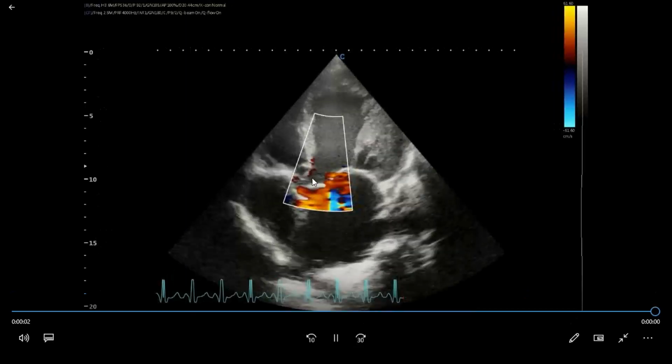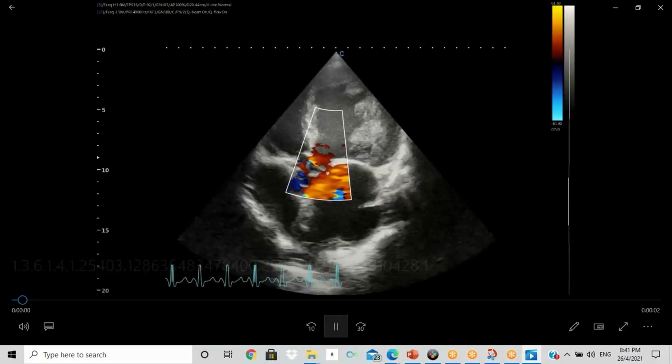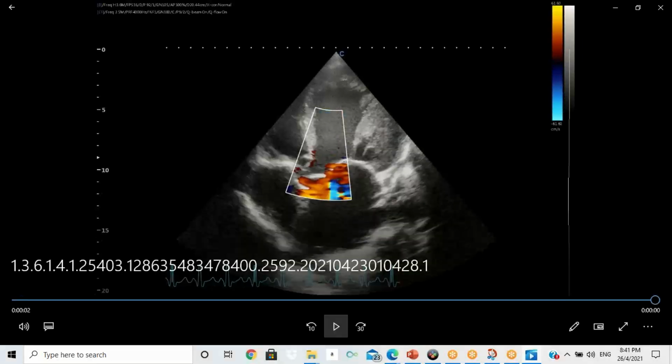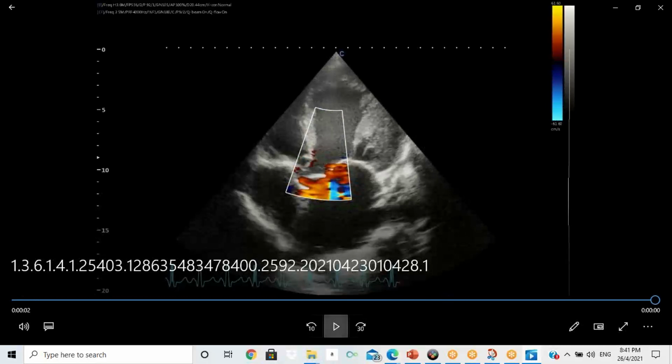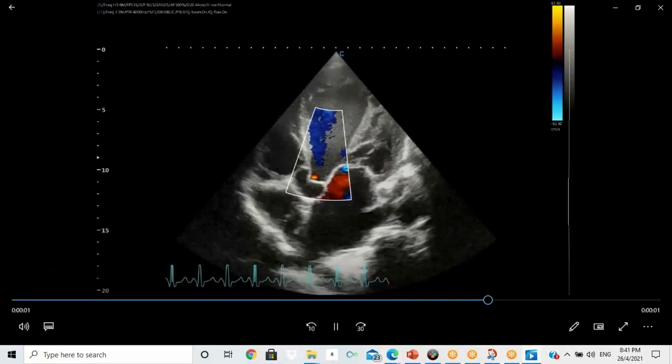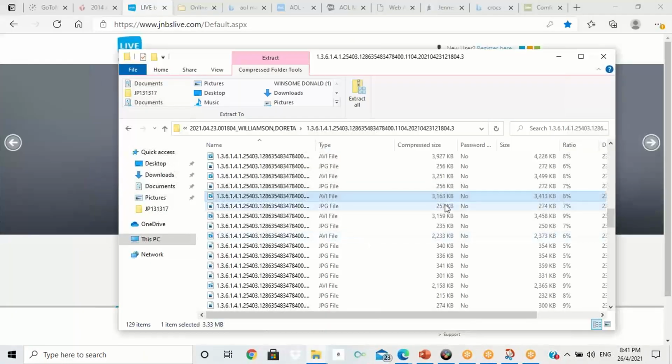And then you do the same thing across the aortic valve. There may be a little bit, so you have to move your transducer around and you can put your Doppler.